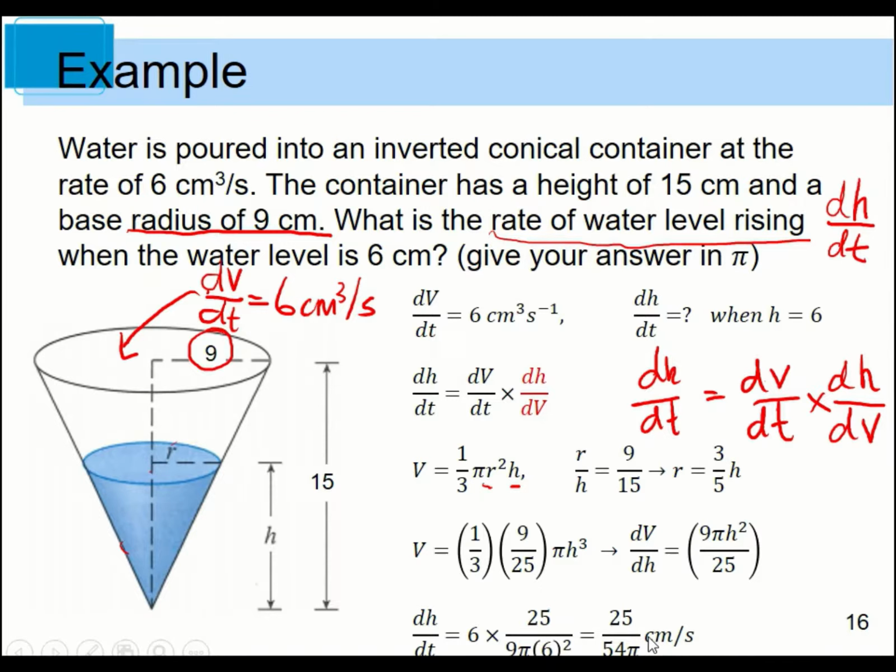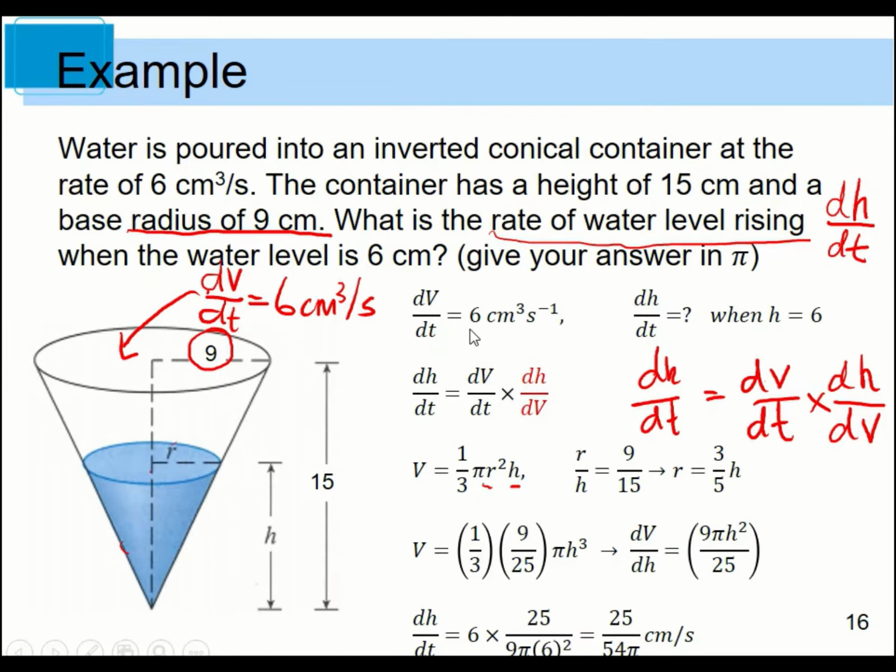Since this is height, we know it should be cm, and dt should be seconds. We follow the given one. So that's all about related rates.